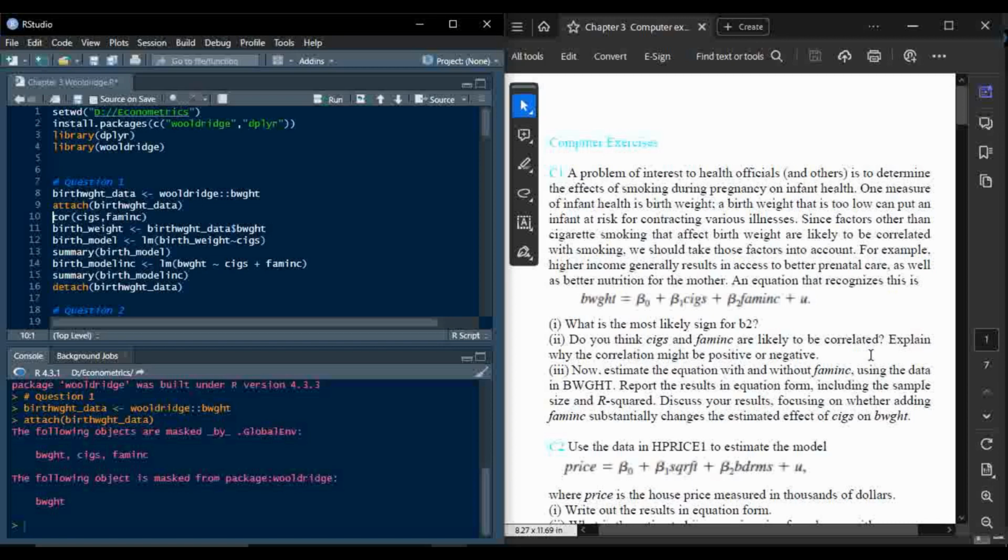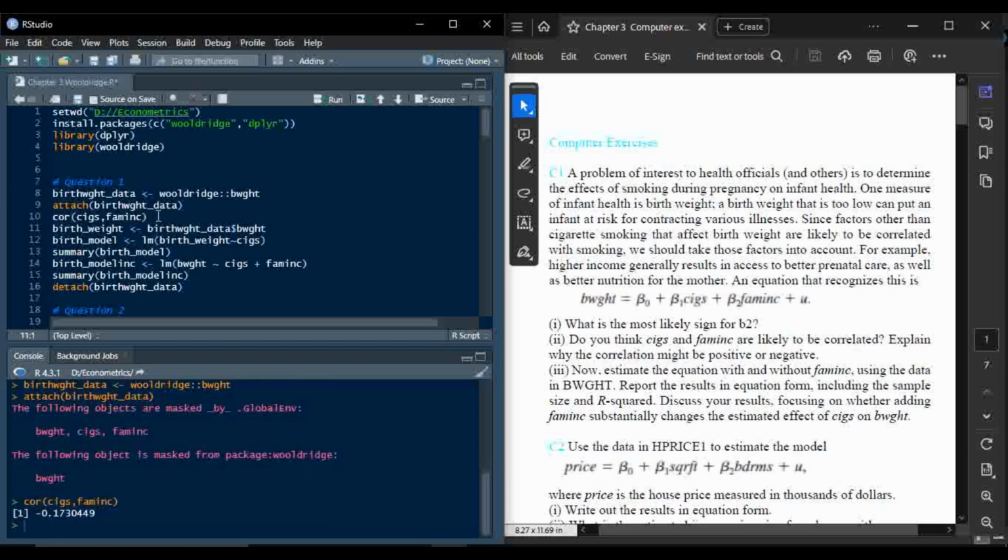And let's see what the actual correlation between cigarettes and family income is by typing the function cor with cigs and faminc. The correlation is minus 0.17. Therefore there's a negative correlation between cigarettes and family income in this dataset, and this correlation is also very weak. 17% is a very weak correlation.